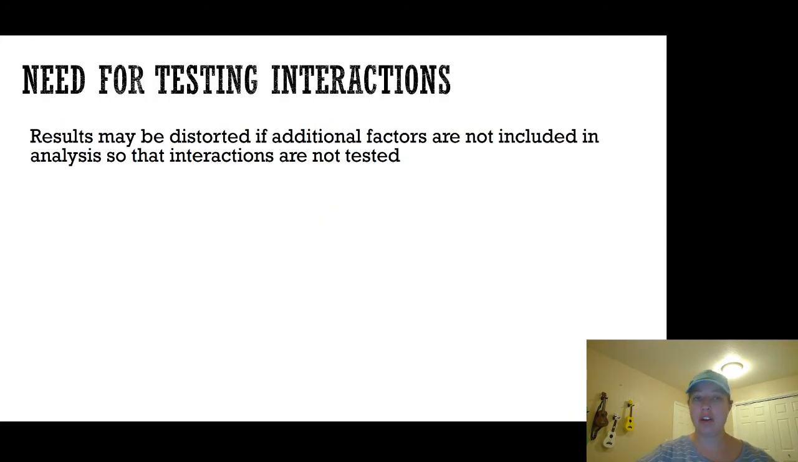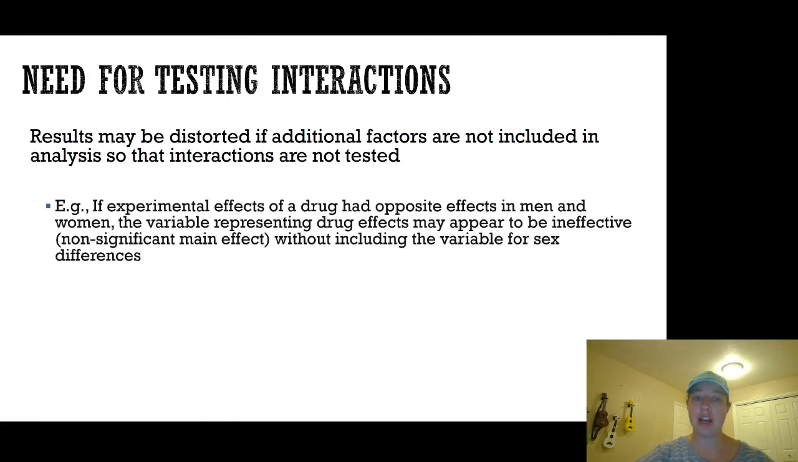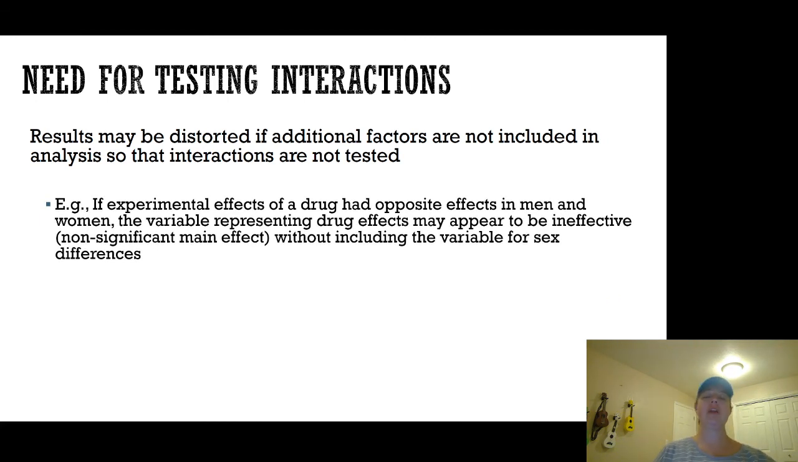Okay, if you have an interaction, results can be distorted if additional factors are included in the analysis and not tested. So here's an example. We have an experiment where we're looking at a drug. Maybe this drug has an opposite effect in men versus women. What happens if we have a sample and we didn't keep track of or investigate gender or sex? It might look like the drug does nothing, when in fact the effect depends on the gender of the person. Gender moderates the drug's effect.